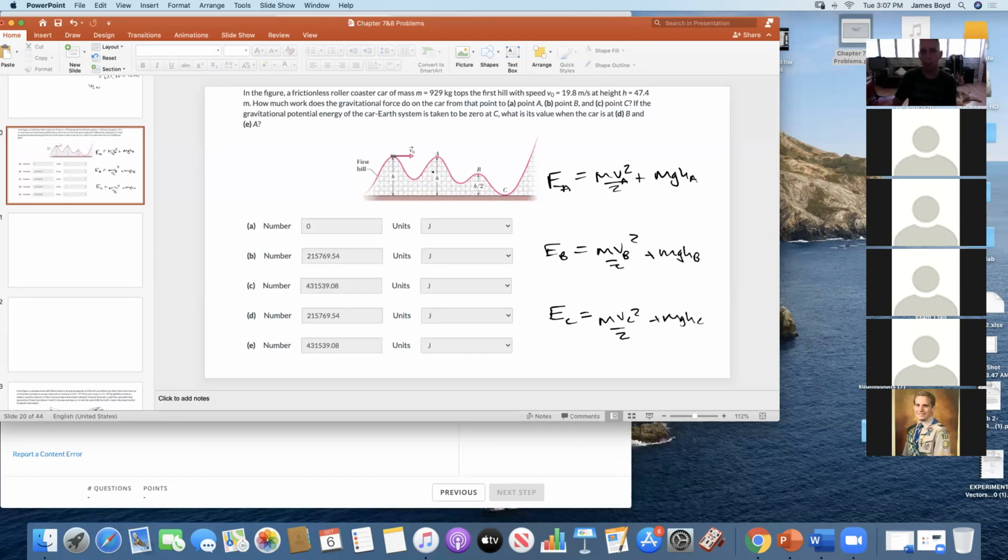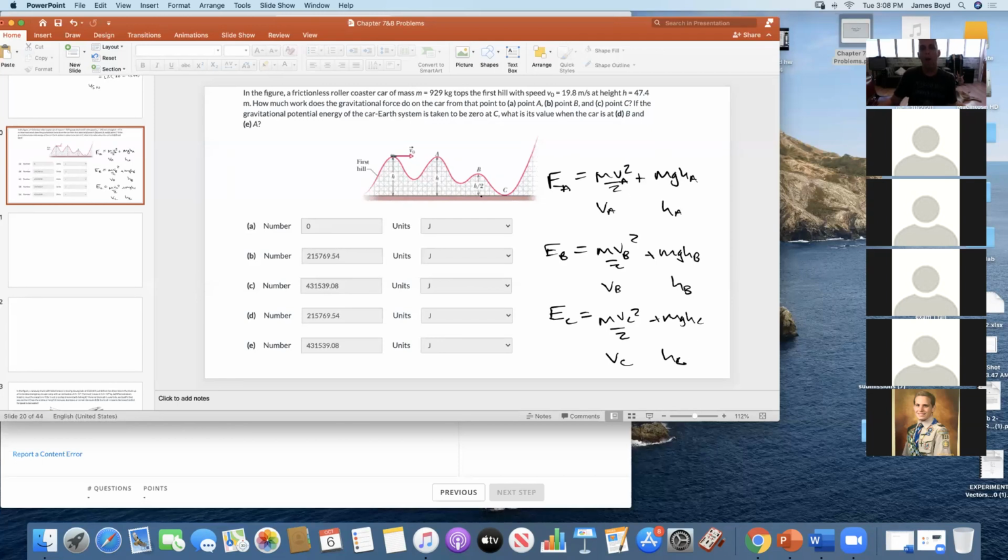There's no springs in this problem. If we had friction to worry about, we'd worry about that. We're going to do some with friction later, but we don't have to worry about that now. This is all we do. You don't think, you just write. Then all you need is VA and HA, and VB and HB, and VC and HC.